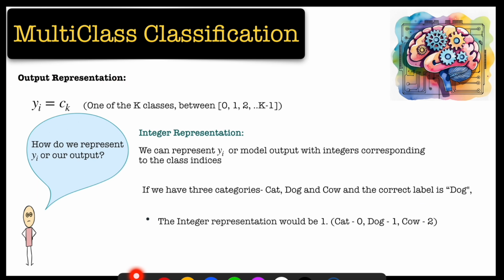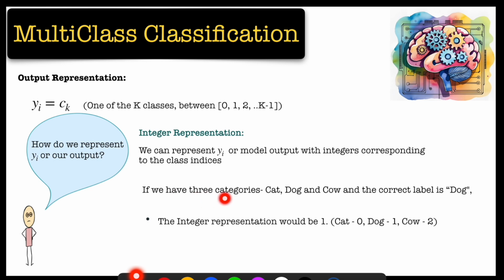Now, output representations. We have seen we have k classes, between 0 to k minus 1. We are using zero indexing for classes. So yi, the output, will be any of the k classes ck. Now how do we represent yi or our output? There are two ways. First one is the integer representation. We can represent yi or model output with integers corresponding to the class indices.